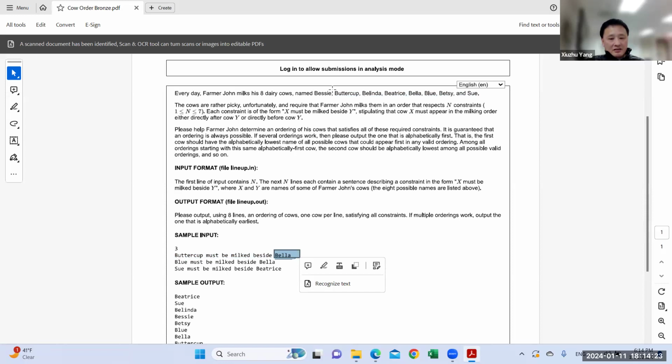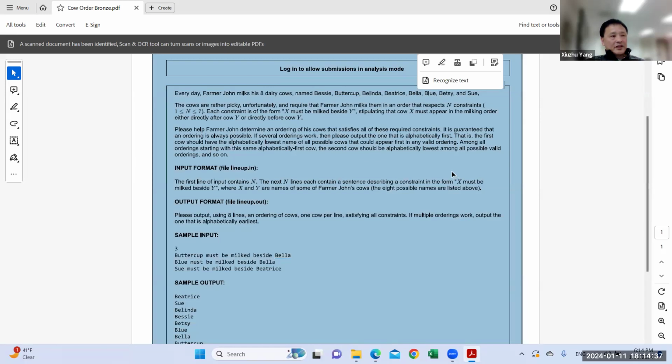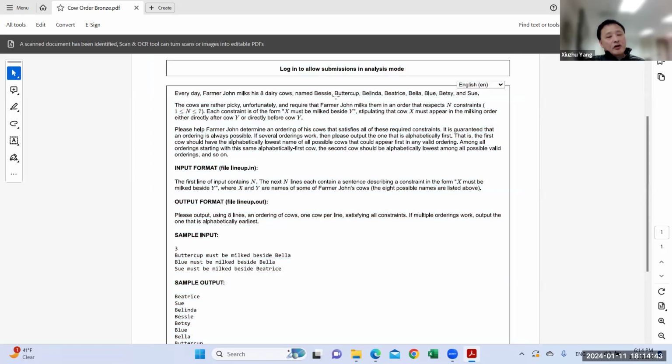Let's say this Buttercup, this Bella. Now I just assume, okay, this is already ordered. Then I need to just put this one after it. The reason is that if you put it after it, you will keep the order. So I just need to loop over those and check the conditions here. Once I finish checking every condition, I should be able to get the result.